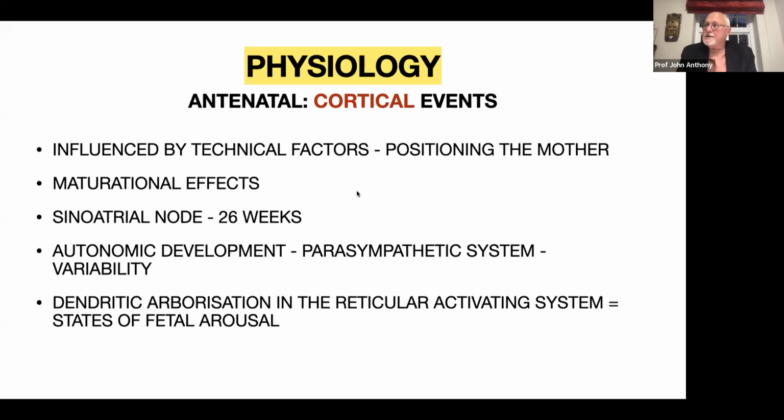And that is then followed progressively with maturation of the parasympathetic nervous system, which is responsible for the introduction of fetal heart rate variability. And then finally, what happens is that the reticular activating system in the fetal brain develops, and beyond a certain point, beyond 32 to 34 weeks, it exerts its effect on the fetal cortex and gives rise to discrete states of fetal arousal, which can be clearly characterized. So in other words, whether the baby is awake or asleep.